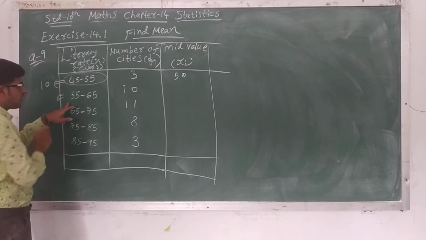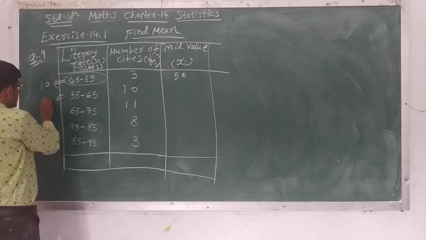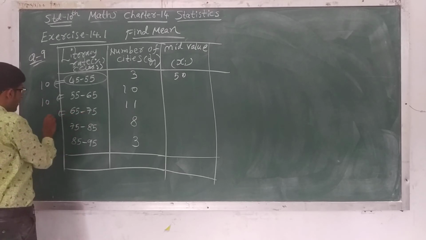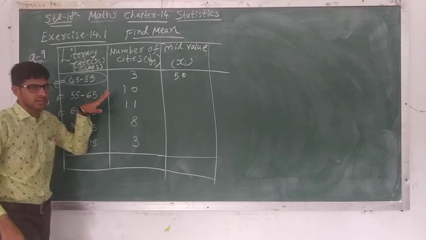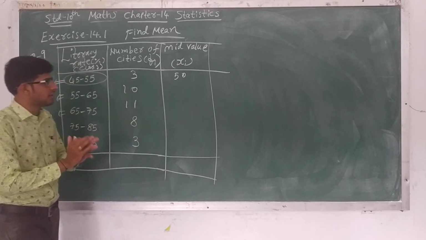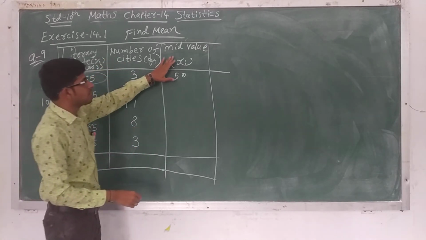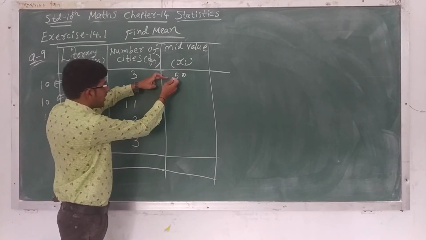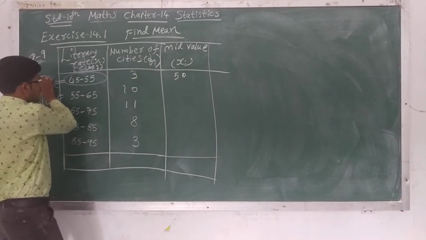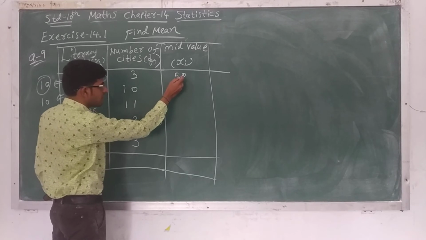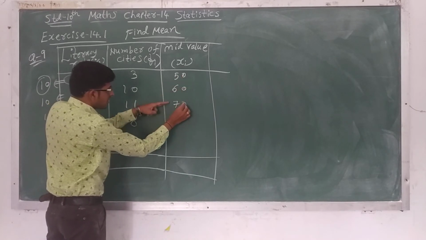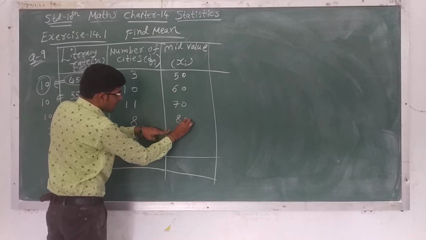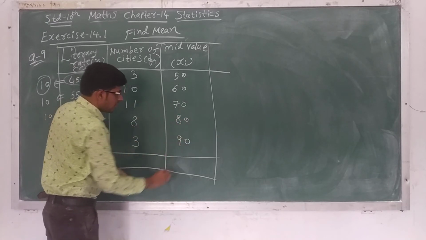Here 55 to 65, so again the class length is 10. Here 65 to 75, so again the class length will be 10. So all the classes have the same length. So we can find xi in a simple way: simply add the class length to the previous xi. So 50 plus 10 is 60. Next, 60 plus 10 is 70. 70 plus 10 is 80. 80 plus 10 is 90.